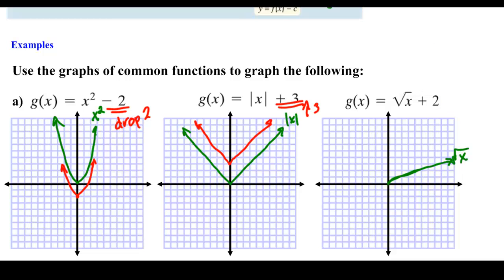And then whenever we add 2, this plus 2 is just going to move it up 2. Because again, that is not with the x. So we're going to take that 0, 0 point and go up 2. So that's going to be the general idea right here.